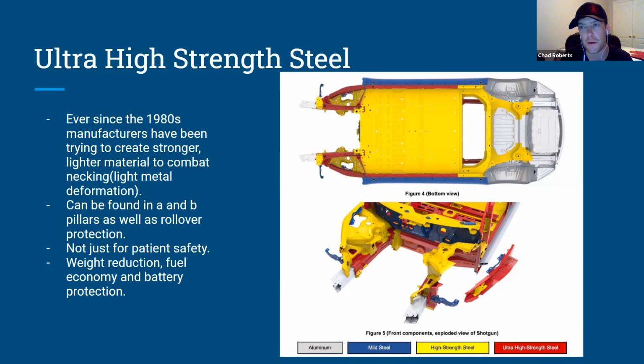But really, when it comes down to it, a lot of governing bodies all over North America, especially in Europe, are trying to get the weight down in these vehicles because they need to meet fuel emissions, and to meet fuel emissions, you need a lighter vehicle. So lighter steel with still the high strength will get you patient safety, and will also get you weight reduction, and will also get you the fuel economy that you need, right? And then, like I said, battery protection is big too. So this is why you're seeing it everywhere.